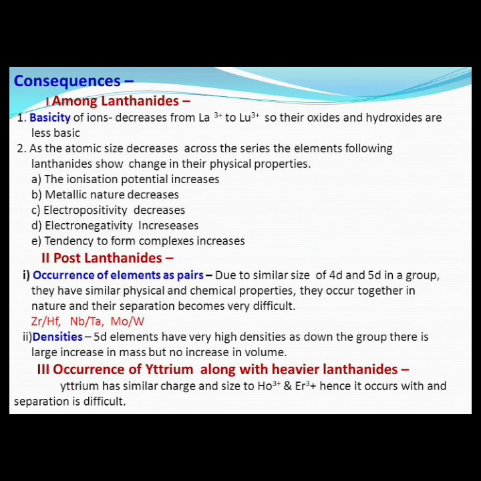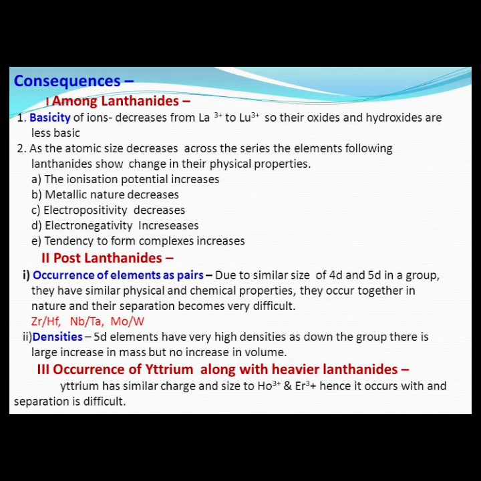Consequences among lanthanides. Basicity of ions decreases from lanthanum to lutetium, so their oxides and hydroxides are less basic. As the atomic size decreases across the series, the elements following lanthanides show changes in physical properties. The ionization potential increases, metallic nature decreases, electropositivity decreases, electronegativity increases, and tendency to form complexes increases.